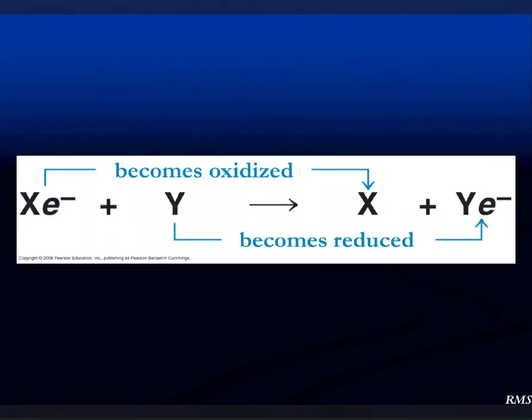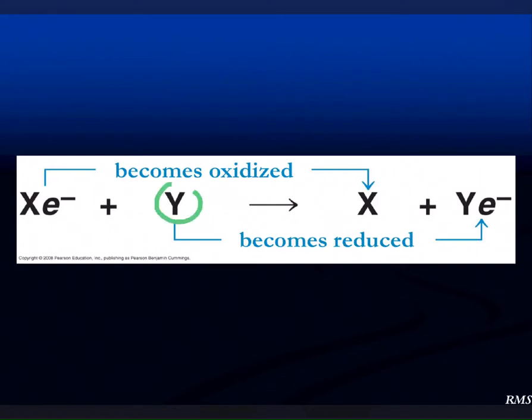So let's look at an example of oxidation reduction. So this is a made-up generic reaction. So we have molecule X, molecule Y. Molecule X has the electron here. If we look over here, molecule X does not have the electron. So if it lost the electron, that means it was oxidized. Remember, oxidation is the loss of an electron.